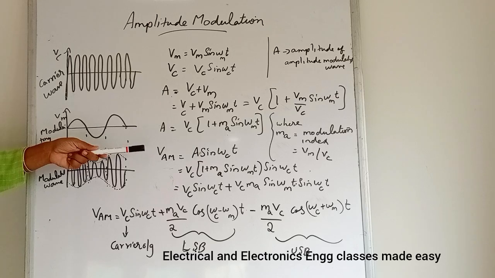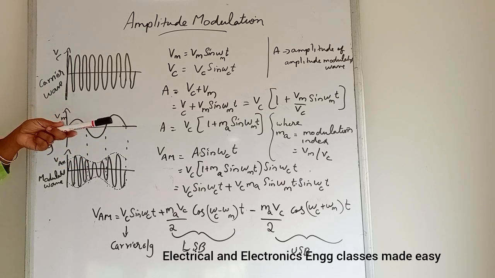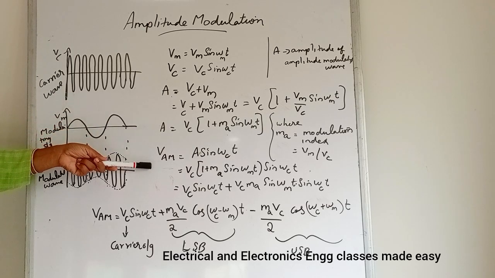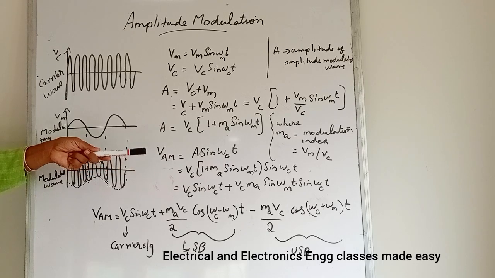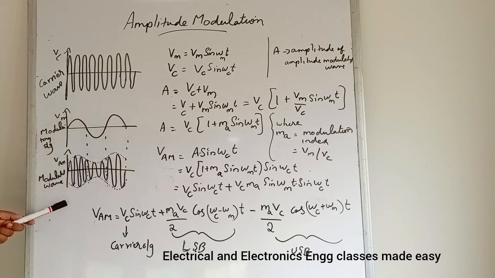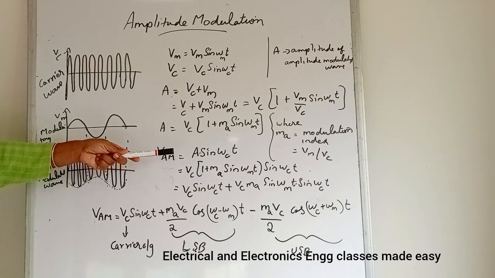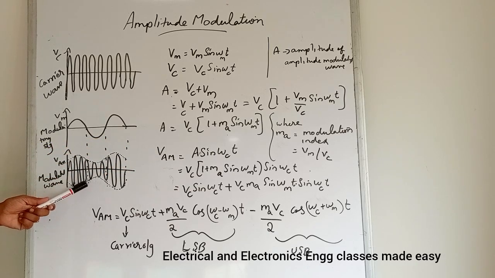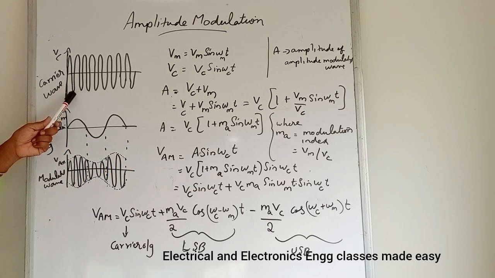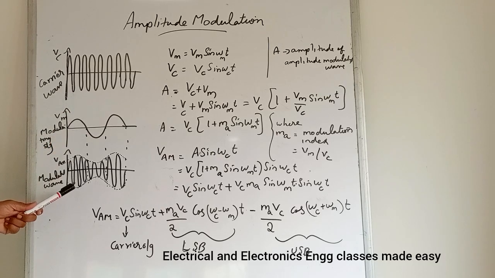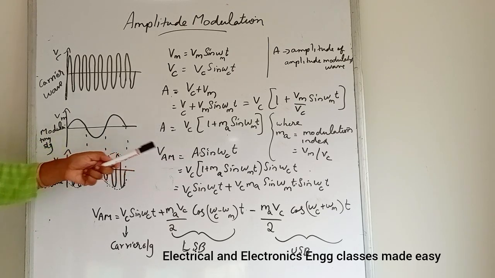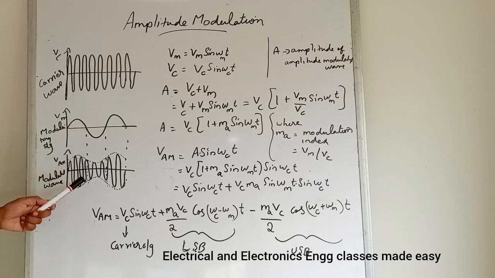Now we can write VAM, that is the instantaneous voltage of the resulting amplitude modulated wave. We can write VAM = A sin ωc t, because here ωc t is the same as that of the carrier wave. So we can write amplitude A, that is amplitude is changing here.